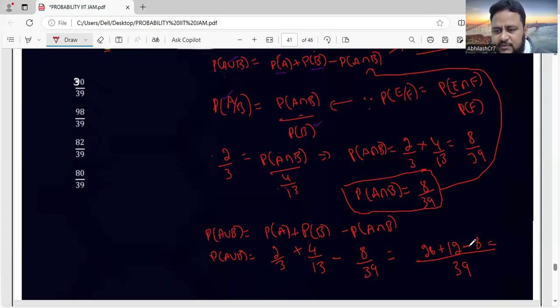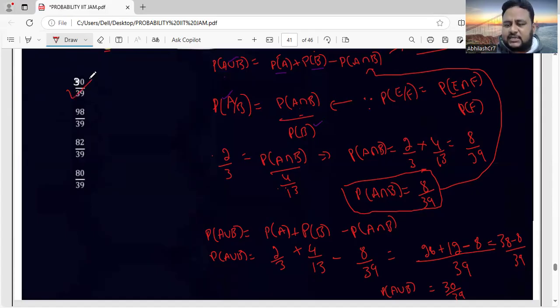So this will be equal to how much? 26 plus 12 is 38. 38 minus 8 is 30. So that will be equal to P of A union B. Probability of A union B will be equal to 38 minus 8, which is 30 by 39. You can further simplify, but in the option they are not simplified. You have got it as 30 by 39. That is option A.